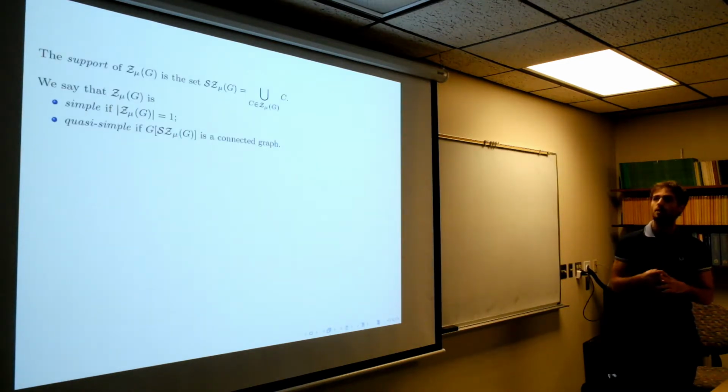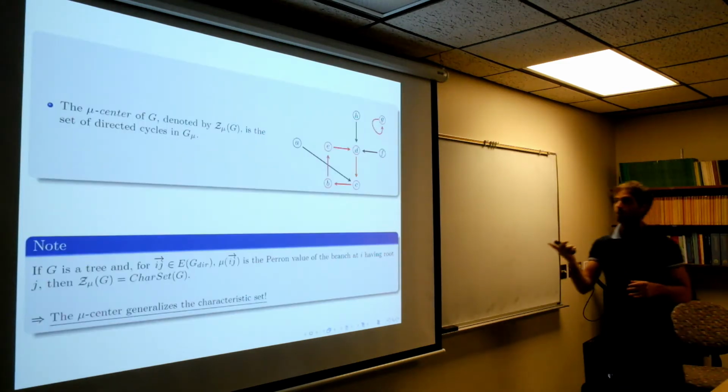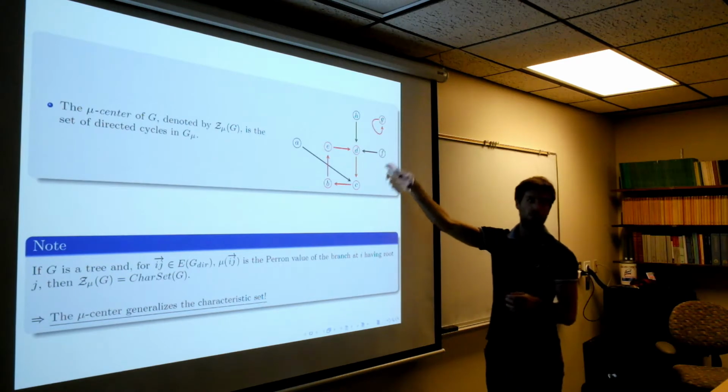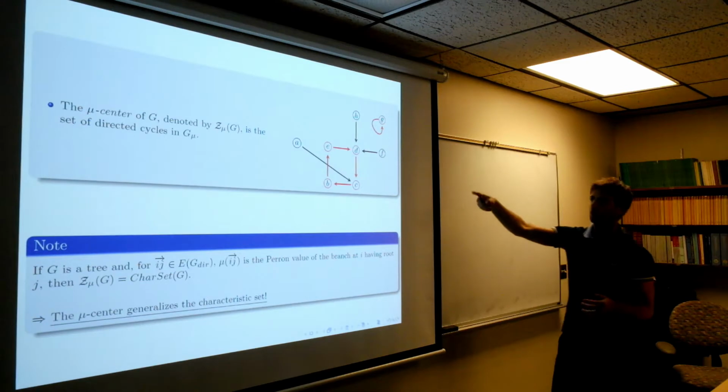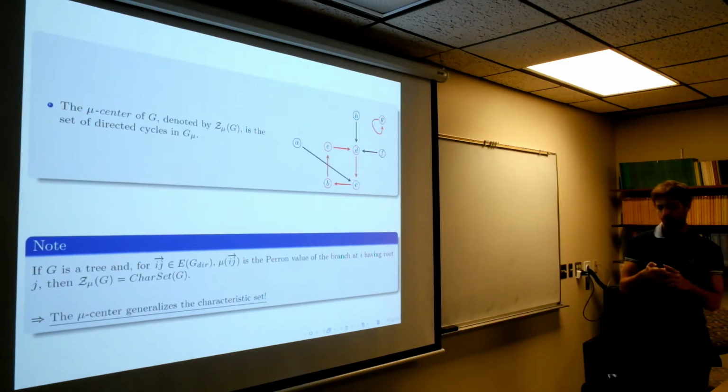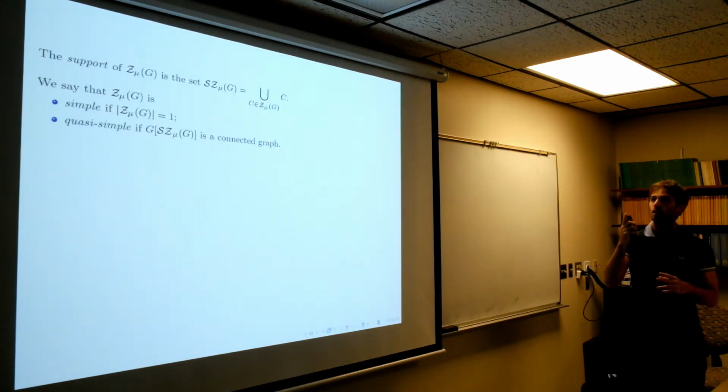Okay, we will just need another definition or two other definitions. So we defined the center, the mu center, to be a set of cycles. Now we define the support of the center to be the set of all the vertices which occur in at least one cycle, or the union of all these cycles, right? So in this example, we have that the center has cardinality 2, because there are 2 cycles, and the support has cardinality 5, because there are 5 central vertices.